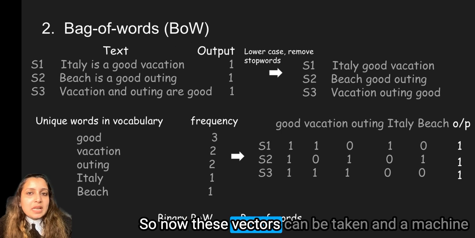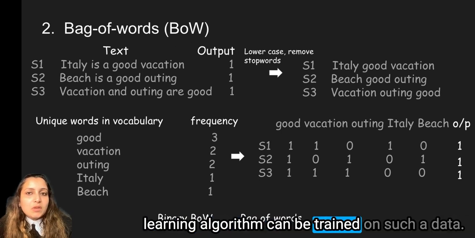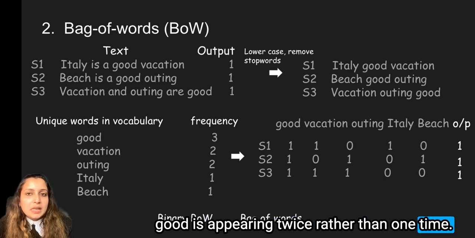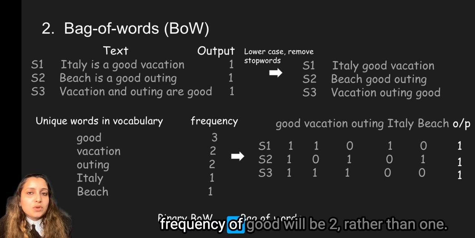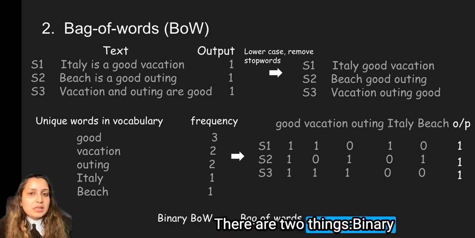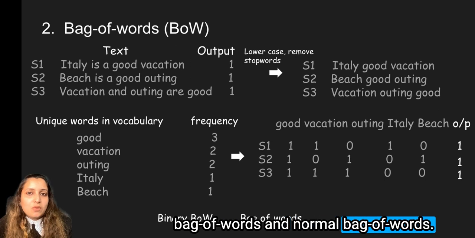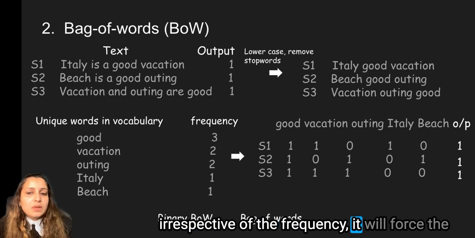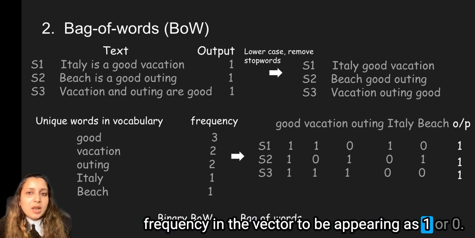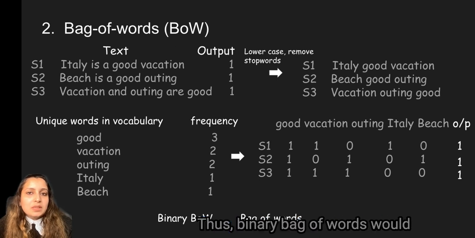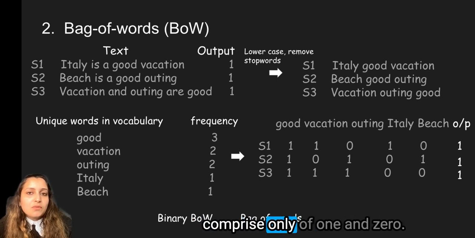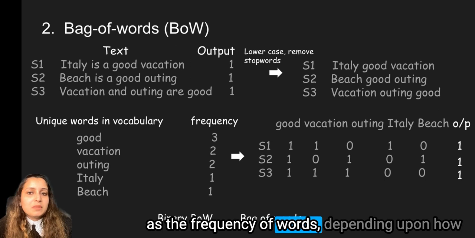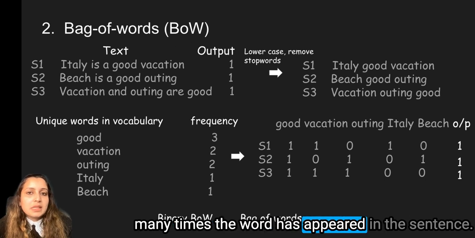Now these vectors can be taken and a machine learning algorithm can be trained on such data. Now suppose in sentence 1, the word good appears twice rather than 1 time. Then in the vector for sentence 1, the frequency of good would be 2 rather than 1. There are 2 things, binary bag of words and bag of words. In binary bag of words, irrespective of the frequency, it will force the value in the vector to be 1 or 0. It will not take any other value. Thus, binary bag of words would comprise only of 1 and 0. Whereas normal bag of words can have any number as the frequency of words, depending upon how many times the word has appeared in the sentence.